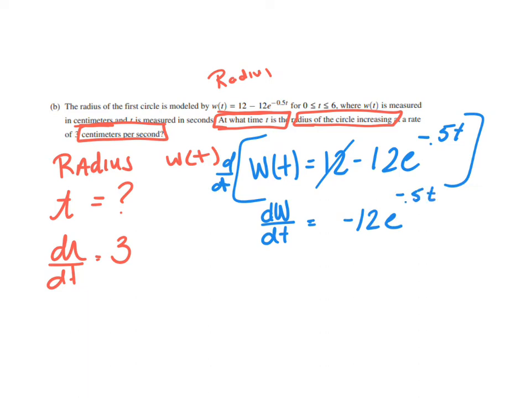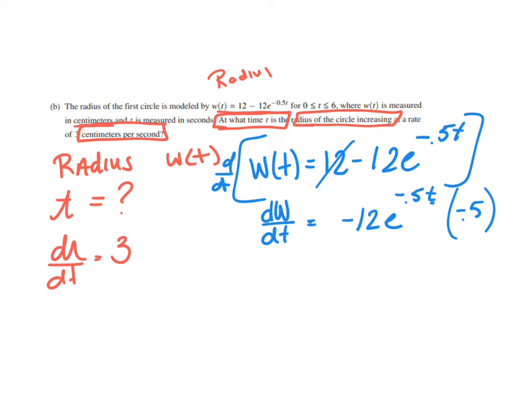Then times the derivative of the exponent. The derivative of negative 0.5t, of course, is just negative 0.5. Okay, so you leave it alone for e's, and then you derive the exponent. It's with respect to time, so I don't need to do anything with that t there. And then again, I'm just going to plug in everybody I know.